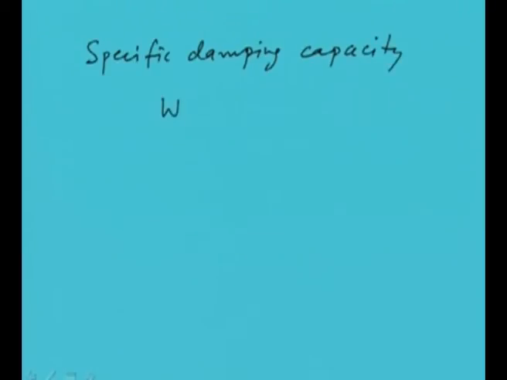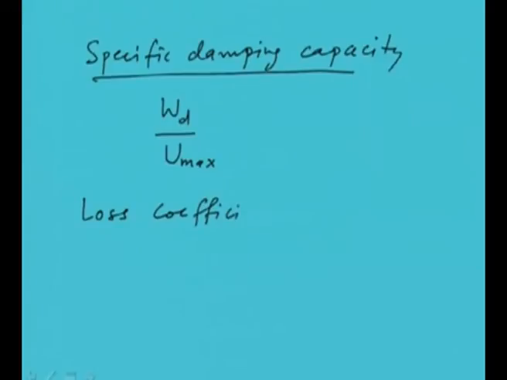Now we'll define some of the terms related to the damping energy, and the first one is the specific damping capacity. This is defined as the energy dissipation divided by the maximum potential energy in the system. And there is another term which is called loss coefficient, which is similar to the specific damping capacity, but there is a slight variation in this, that is ω max by π. So this is defined as the ratio of damping energy loss per radian divided by the maximum potential energy in the system.